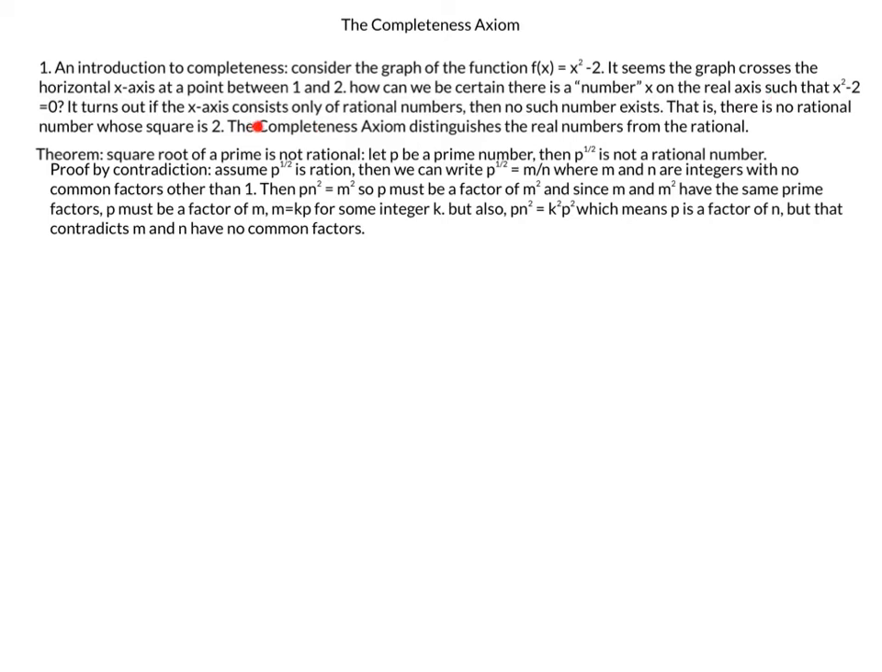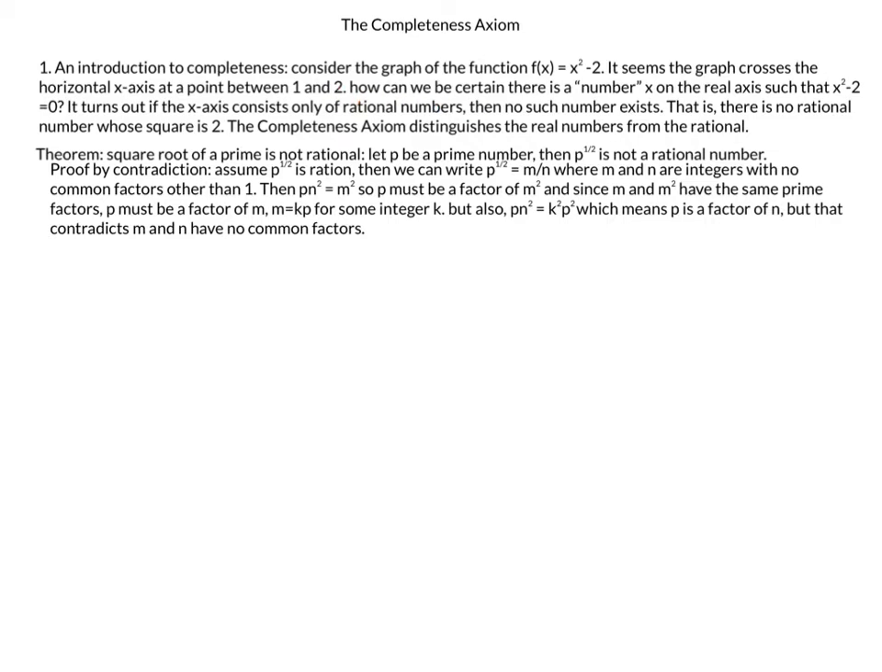But fortunately, our real axis is based on the real numbers. And this completeness, that there are no holes on the x-axis, the real axis, is what distinguishes the real numbers from number systems such as the rational numbers.